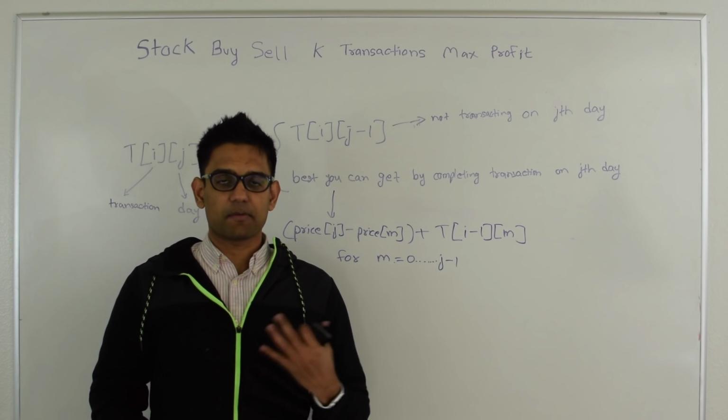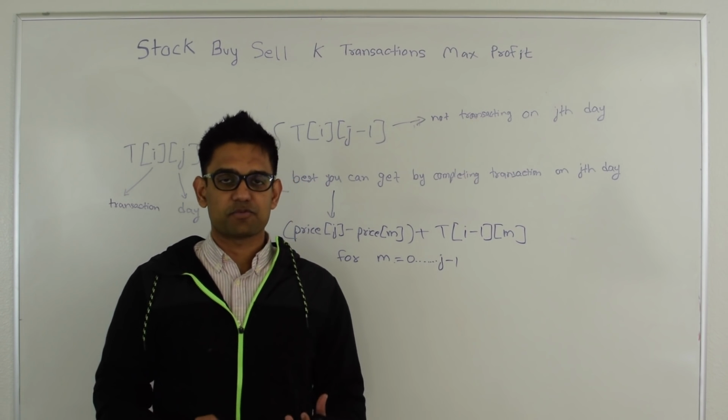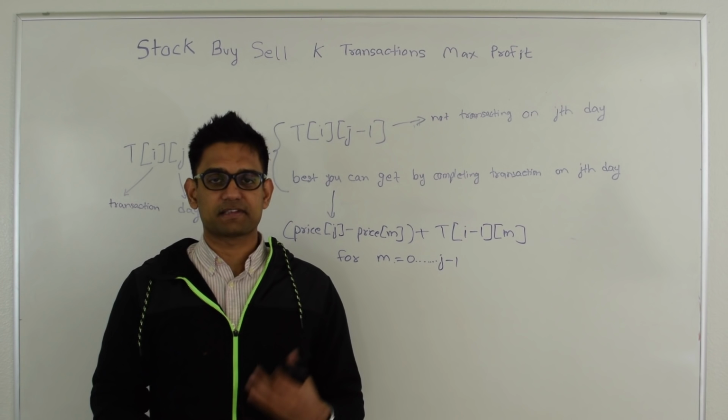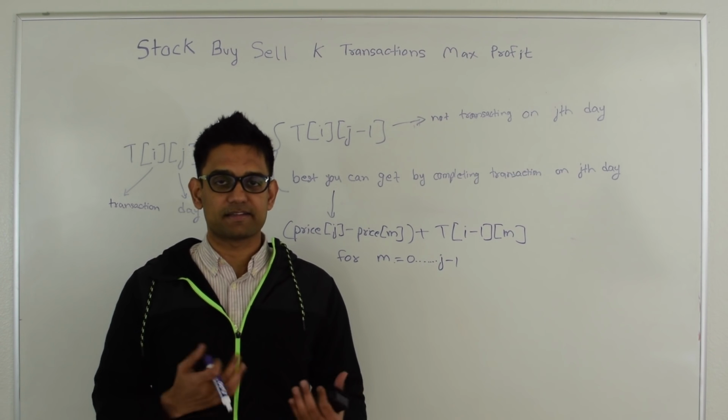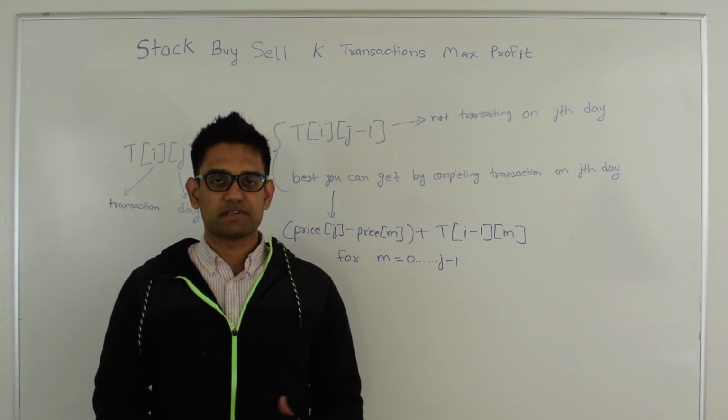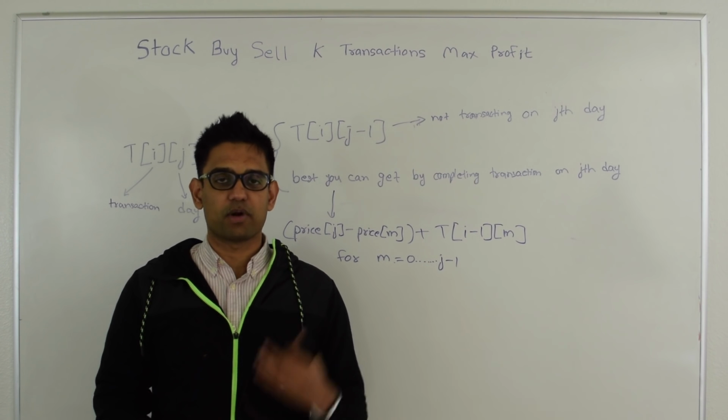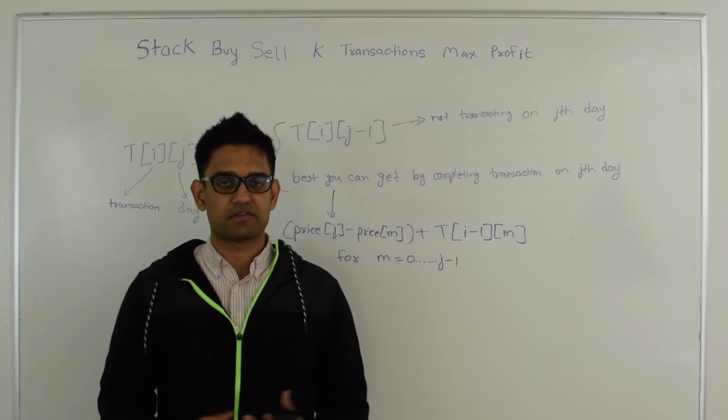So you're given stock prices on certain days. You have to maximize profit by doing at max K transactions. So you can buy and sell at max K times. Also, these transactions cannot happen in parallel, so one transaction needs to end before starting another transaction.